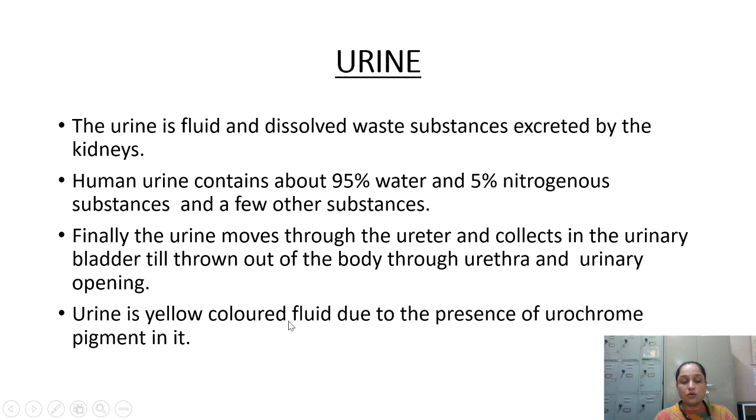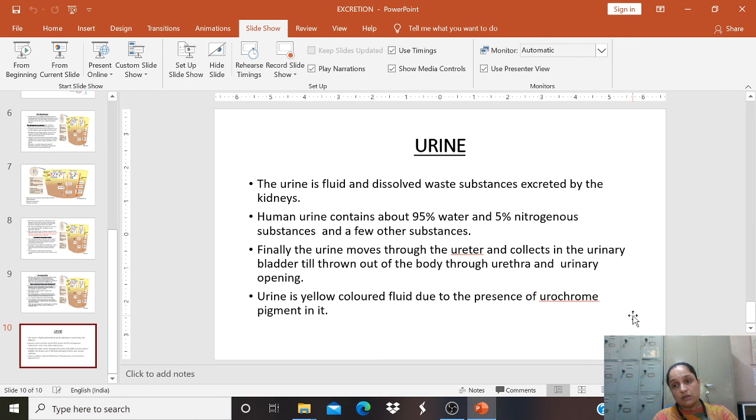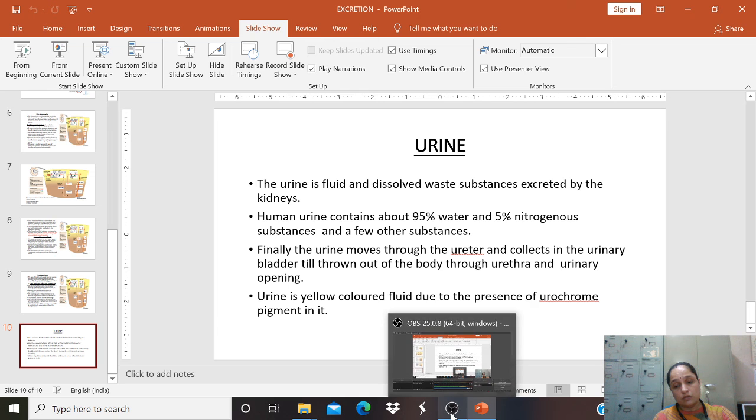So urine is a yellow colored fluid due to the presence of, this is very very important, please learn it, the pigment urochrome. Because of this urochrome, the color of urine is yellowish. So this was all about the excretory system in humans. And our next topic which we are going to continue is excretion in plants.